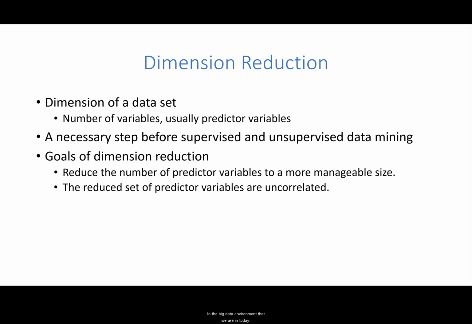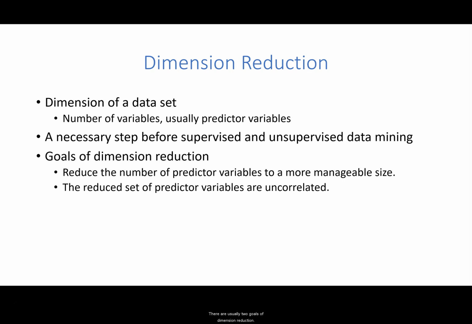In the big data environment that we are in today, it is not uncommon to see data sets with dozens or even hundreds of variables. Sometimes, even when the original data set may be small, data transformation can cause many derived variables to emerge. These datasets are often problematic to handle. Therefore, dimension reduction is often a necessary step in data mining to pre-process the data before supervised or unsupervised data mining techniques can be applied.